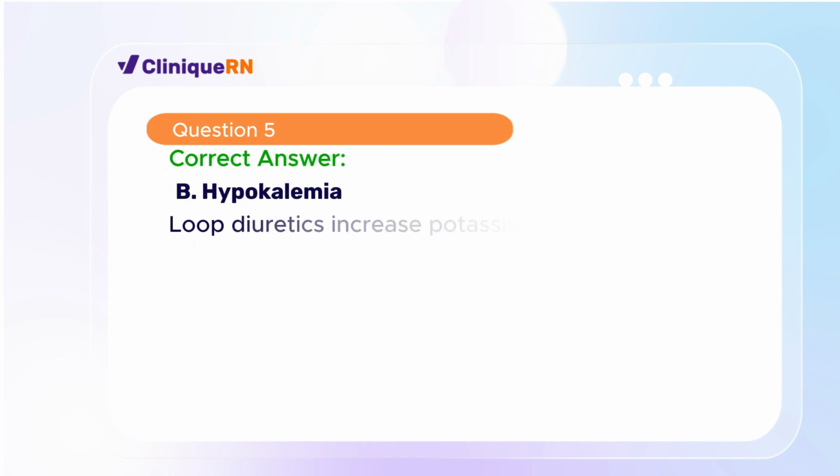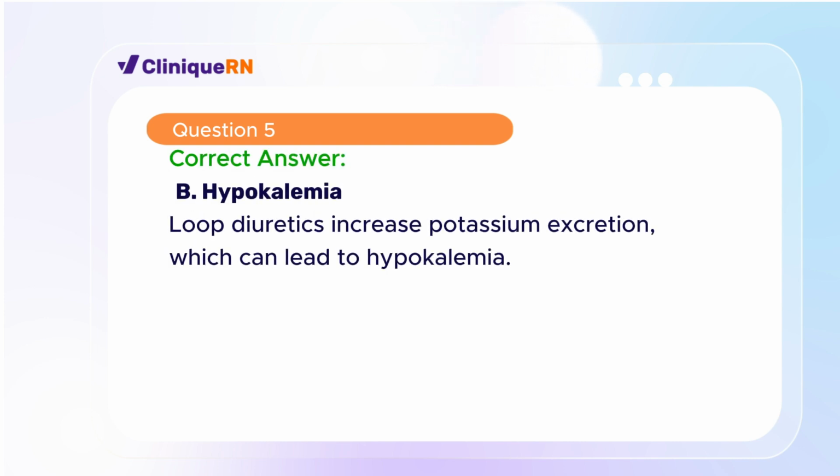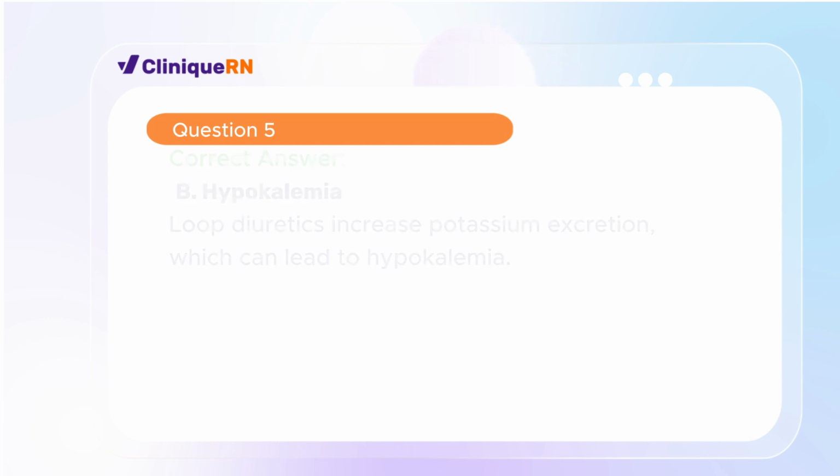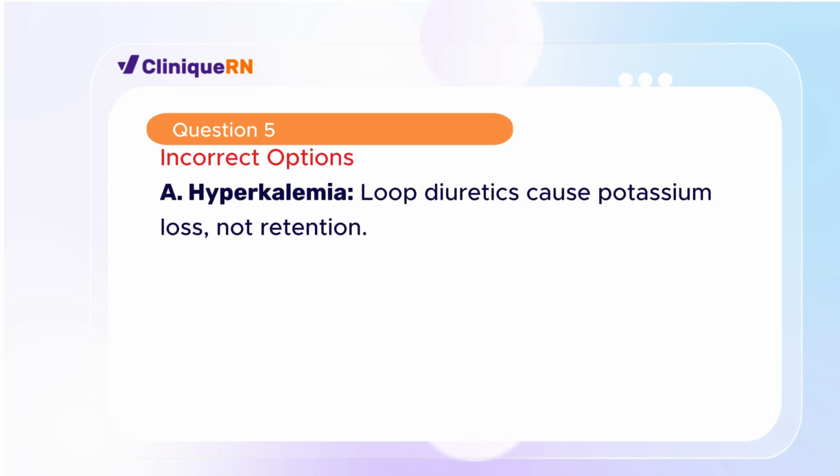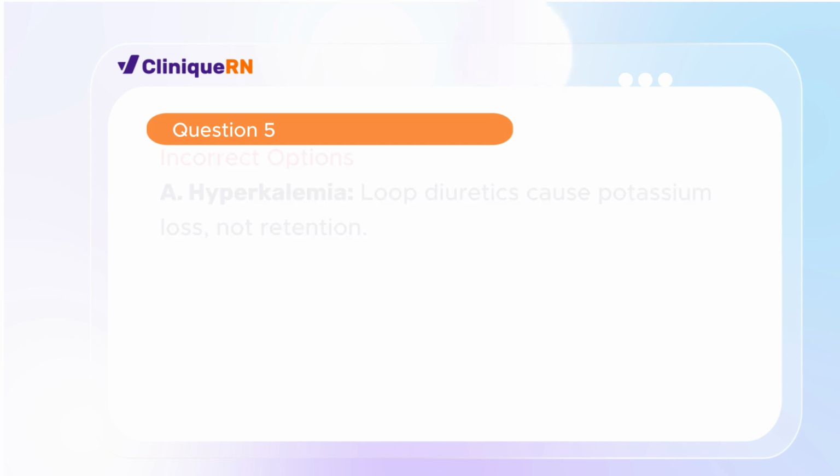The correct answer is B. Hypokalemia. Rationale for correct answer. Loop diuretics increase potassium excretion, which can lead to hypokalemia. Rationale for incorrect answers. A. Hyperkalemia. Loop diuretics cause potassium loss, not retention.